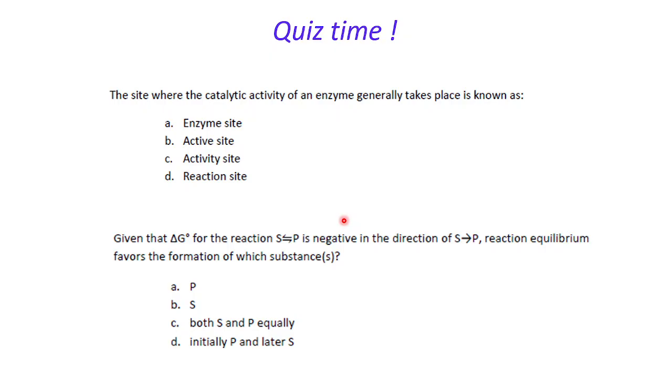These are easy questions. You people were giving quick answers to tough questions, but these are basically very easy questions. So delta G naught is negative. What does it mean? It means that the reaction is spontaneous, and it's spontaneous towards the forward direction, that is S to P. So this means that the formation of the product will be more. So option A.